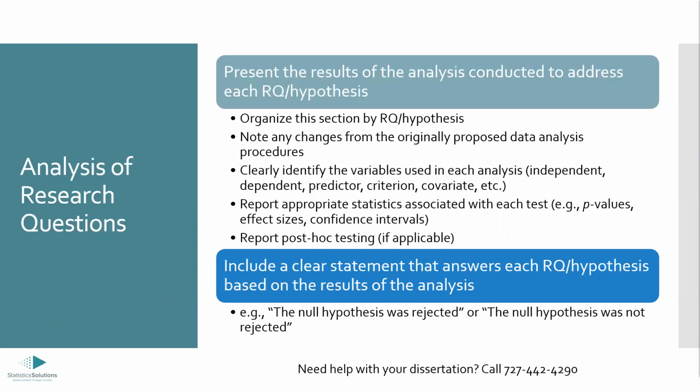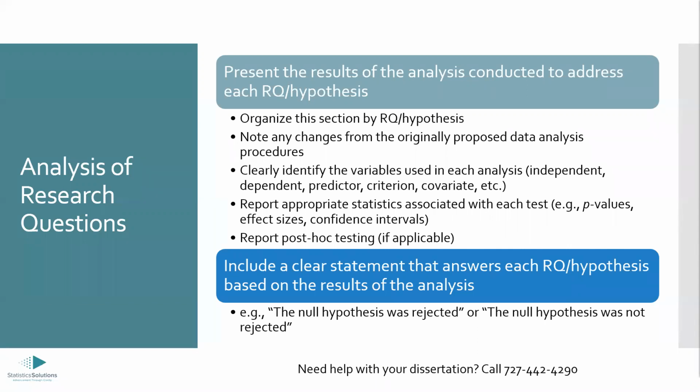And once you've covered all of the assumptions testing and ensured that your assumptions are met, or what you're doing if your assumptions are not met, you then present the results of the analyses that answer each research question and hypothesis. So you want to organize this section in order of your research questions and hypotheses as they appear in your dissertation document. That'll just make it clear to the reader and easier to follow.